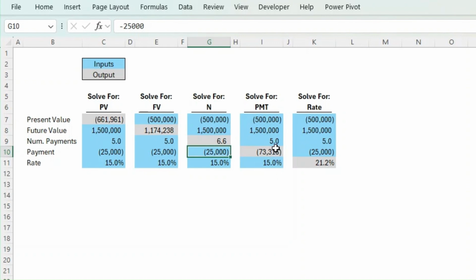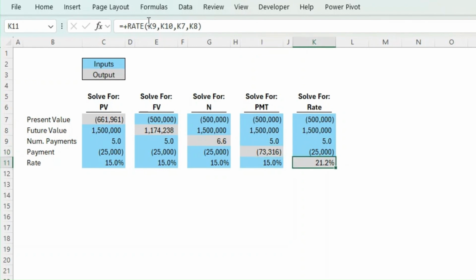All right, let's solve for payment. Similar concept. We're going to start with 500,000, end up with 1.5 million at a 15% rate over 5 years. You would need to pay $73,000 a year to achieve the 1.5 million future value.